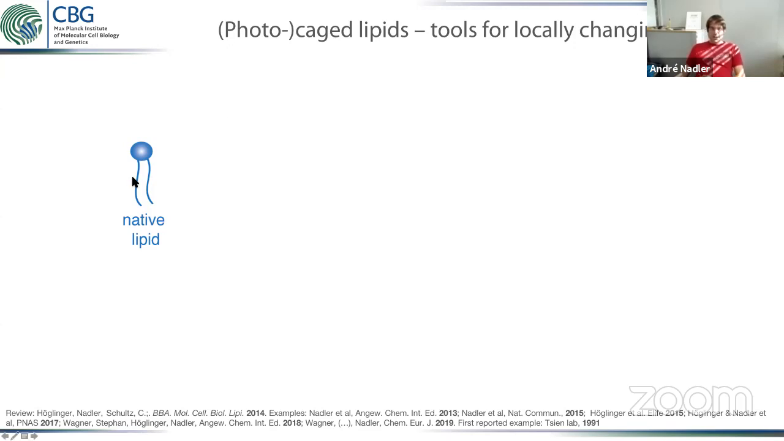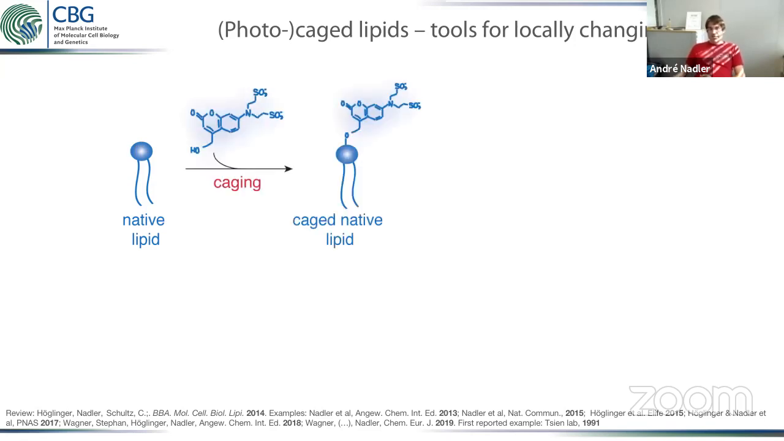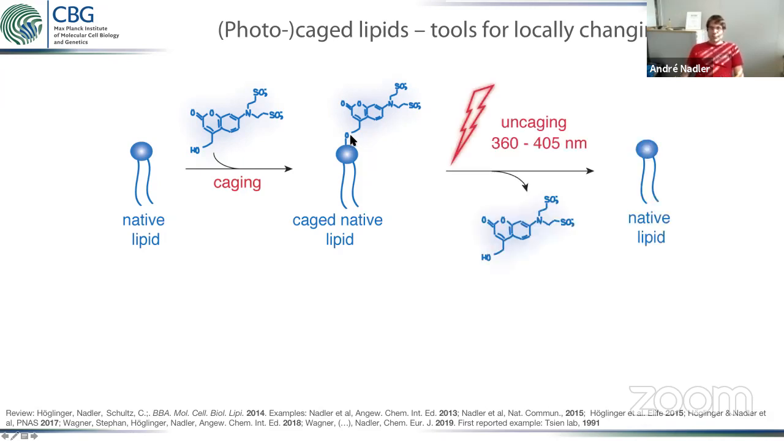You can imagine this as taking, in the chemistry lab, a native lipid species and attaching something that we call a caging group. For instance, you can use one of these coumarins here and attach it to a position on the head group of the lipid that is crucial for its biological function. What this now results in is that its interaction with proteins is blocked, and you essentially have an inert molecule sitting in the membrane of the cell.